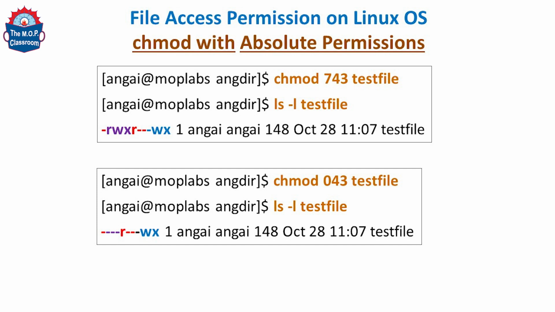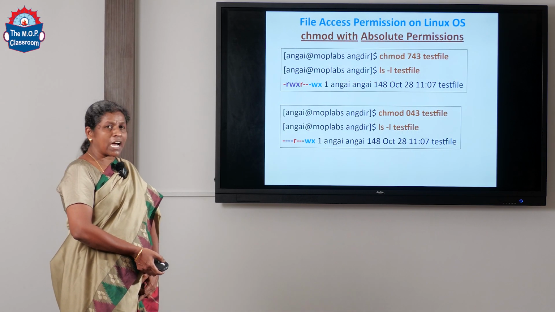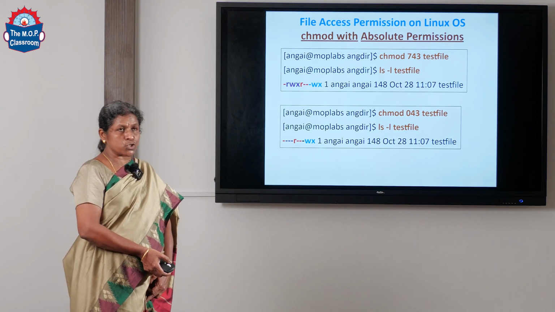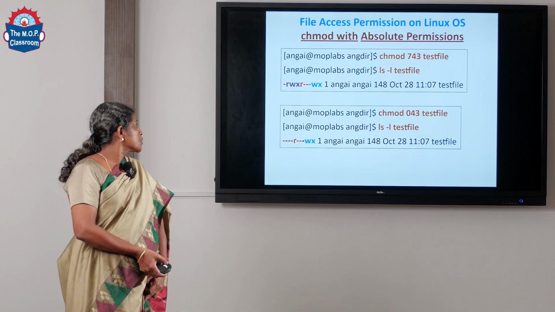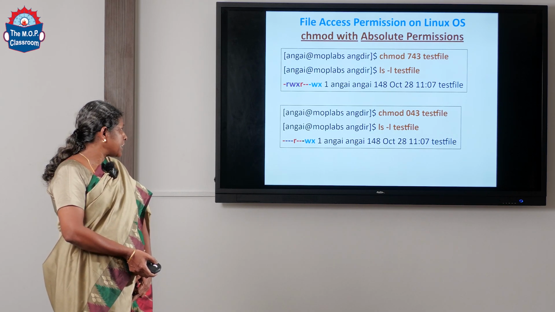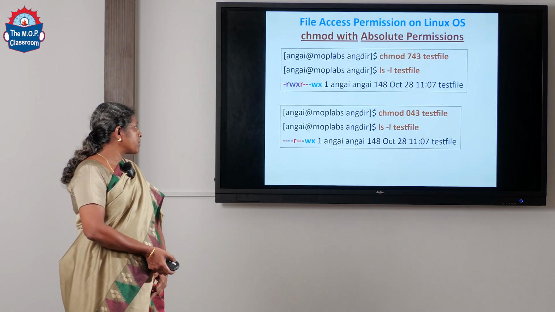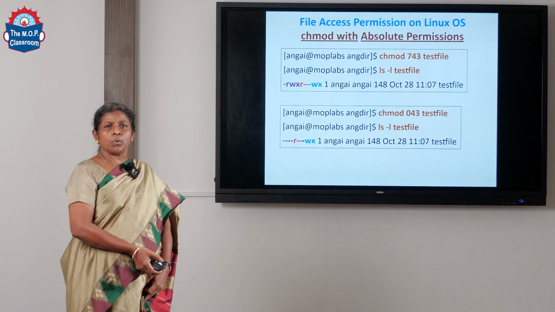What does 4 represent? 4 represents read permission. So, 1 is execute and 2 is going to be write. So, for the other users it is going to be write and execute permission. For the user it is going to be all 3 permissions. So, you have read, write, execute, then for the group read, and for the others it is going to be write and execute.